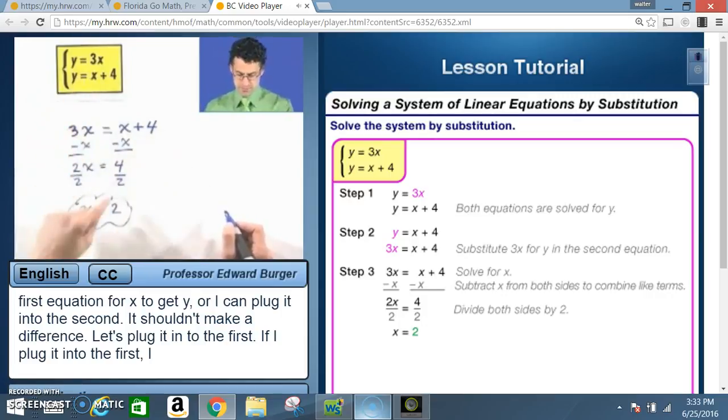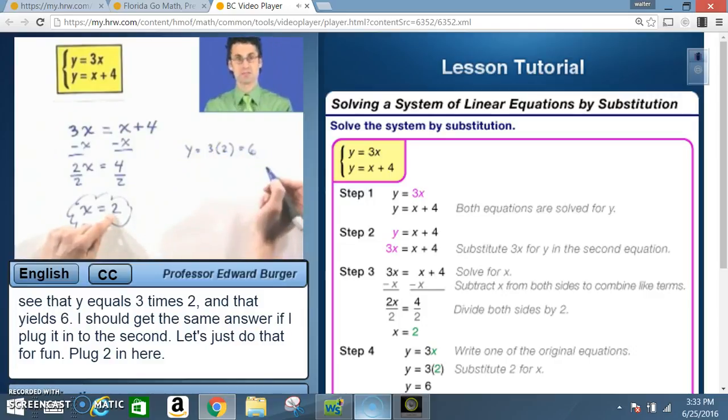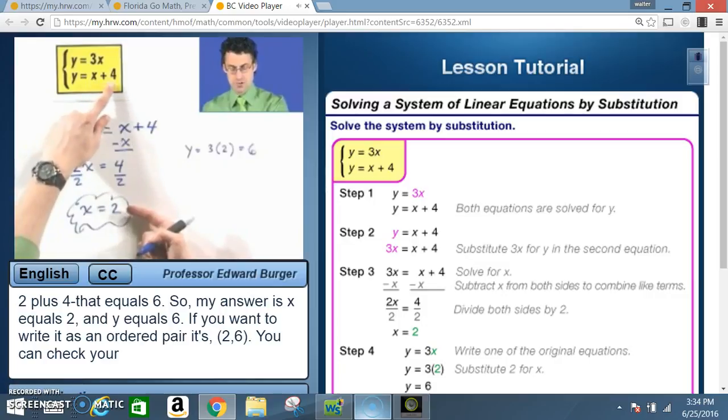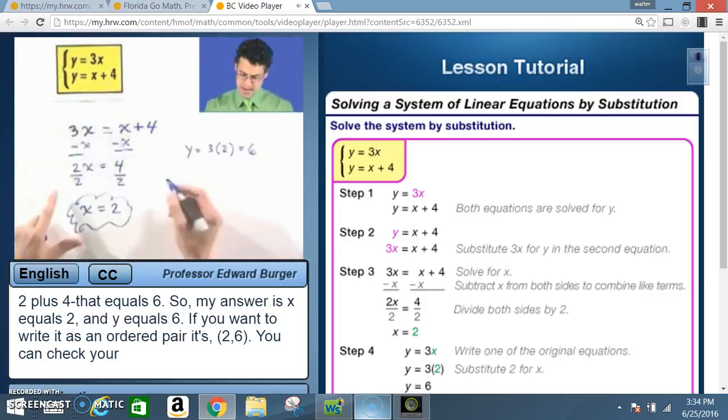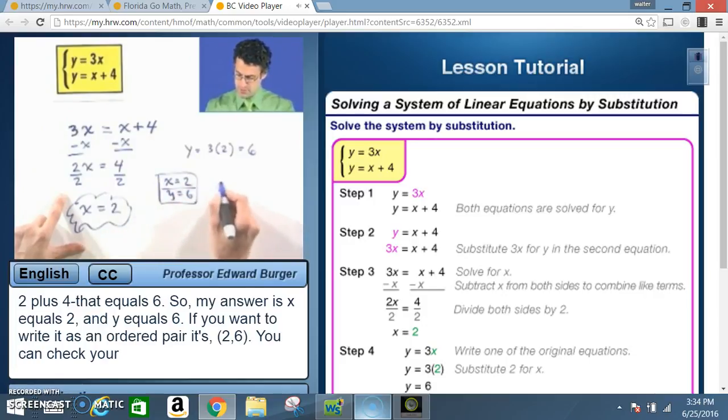Let's plug it into the first. If I plug into the first, I'd see that y equals 3 times 2, and that yields 6. I should get the same answer if I plug into the second. Let's just do that for fun. Plug 2 in here. 2 plus 4 equals 6. So my answer is x equals 2, y equals 6. Or if you want to write it as an ordered pair, (2, 6).